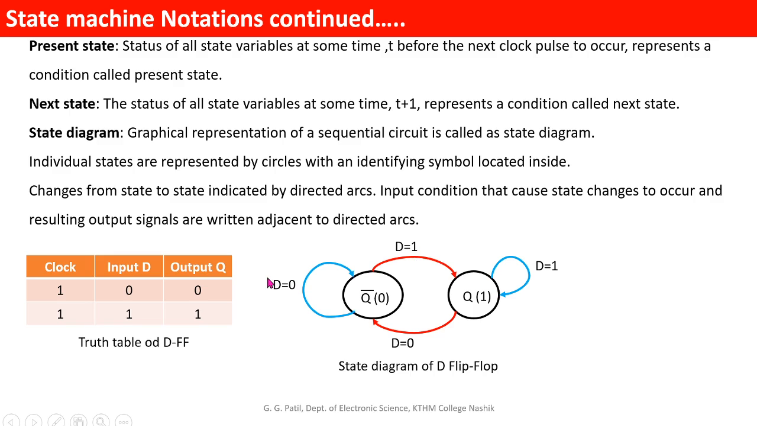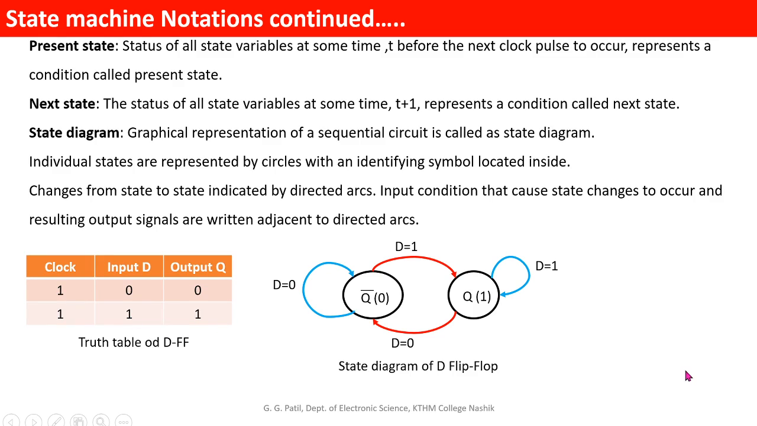In the syllabus we have to learn a number of such state machines, so with time we will come there. For now, we will just go through how the state diagram is actually drawn for a flip-flop. Here is the truth table for the D flip-flop. We know the truth table for the D flip-flop. The clock is applied. If input is 0, output is 0, and if input is 1, output is 1.